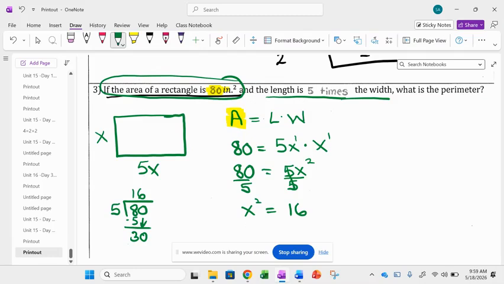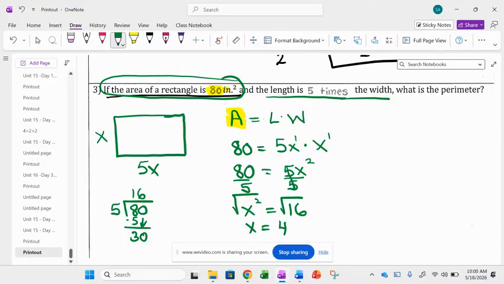Who remembers what we do now to solve for x? Square root both sides. And what's the square root of 16? 4. It should be plus or minus 4, but could I ever have a negative length? No, so that's why we're only showing positive 4.